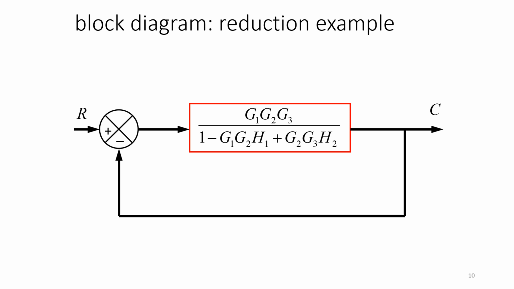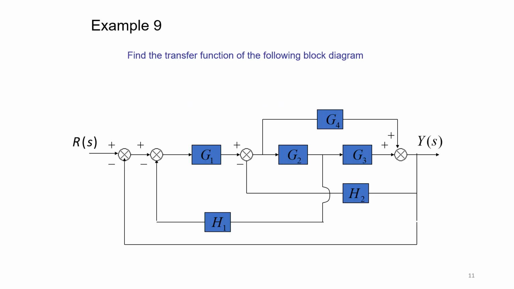The final step is you have one more loop with a unity feedback gain. So here the gain is 1. You can apply your 7th rule and simplify this.